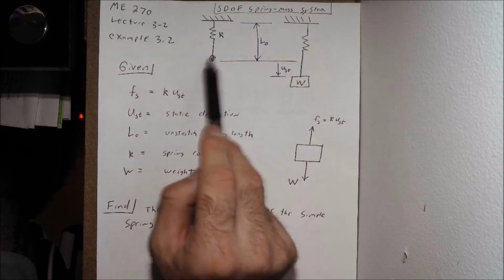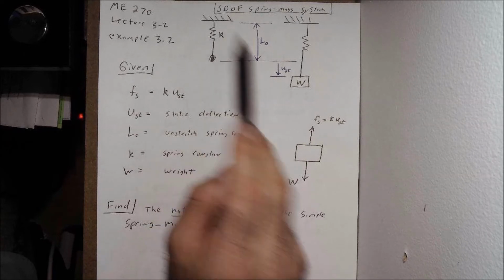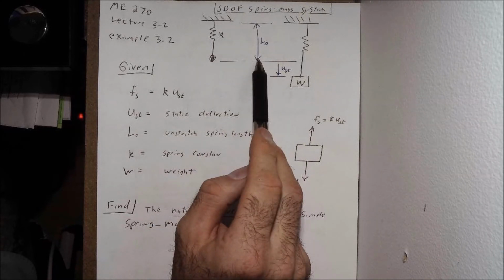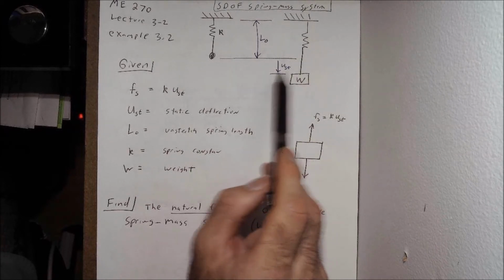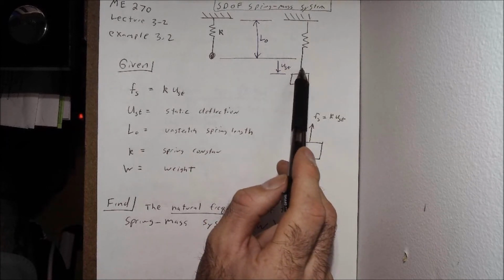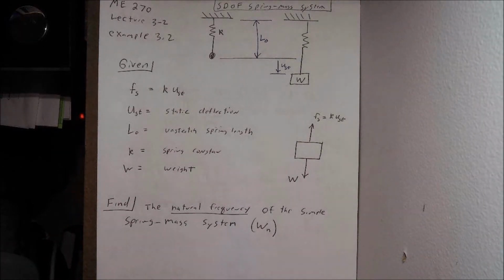Here's our unstretched length, no mass attached, of our spring right here. Spring constant K, unstretched length is L naught. We can see now we've added this weight, stretching the spring by our static deflection denoted by delta ST. So what do they give us? I want to clearly write out everything they've given us in the problem in one area.